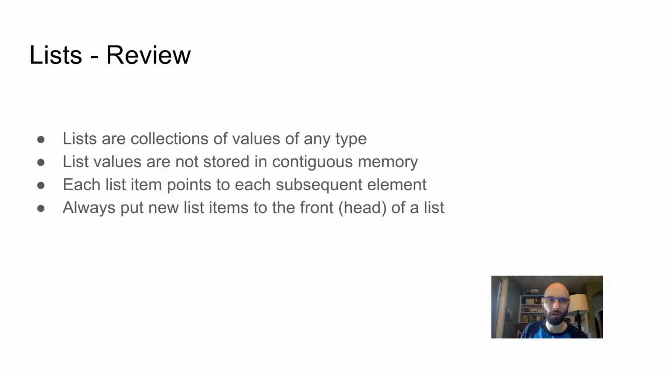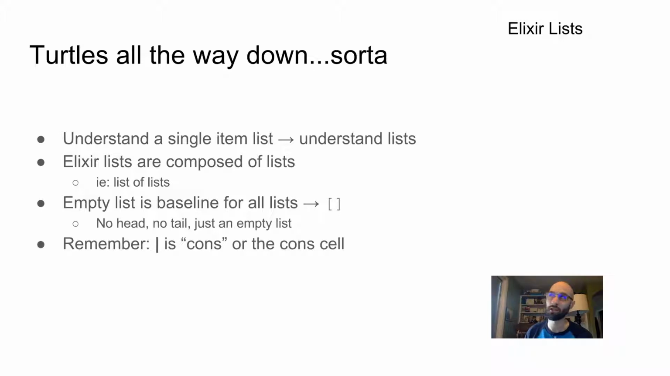Now, in review from previously, lists are collections of values of any type. List values are not stored in contiguous memory. Each list item points to each subsequent element, and it's always best to put new list items to the front or head of a list. If you've heard the saying, turtles all the way down, that's a list, more or less, except they're not infinite. If you haven't, look it up on Google. You'll find some articles on it.